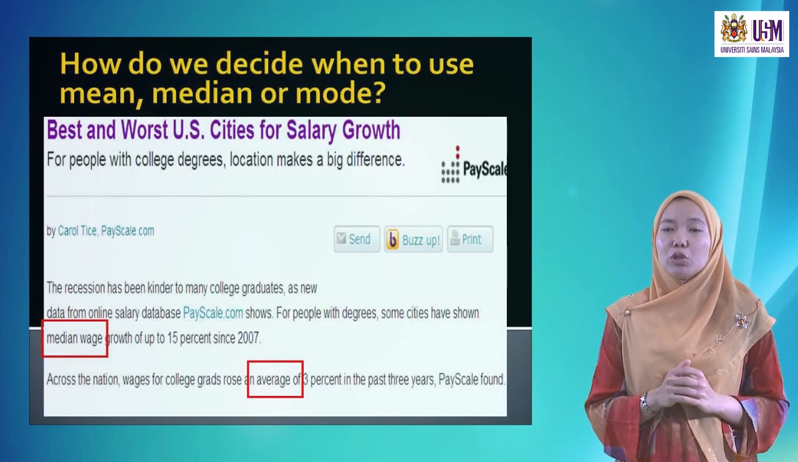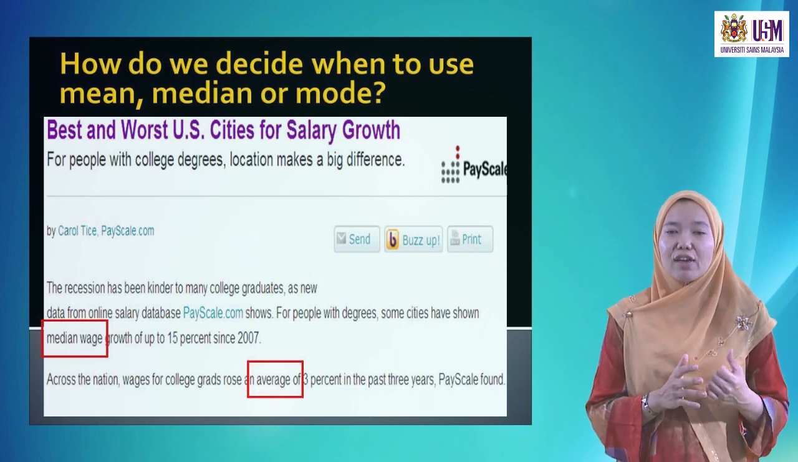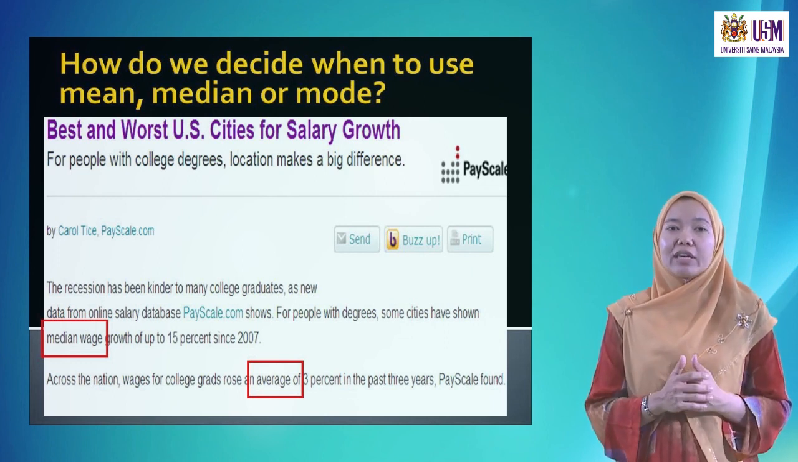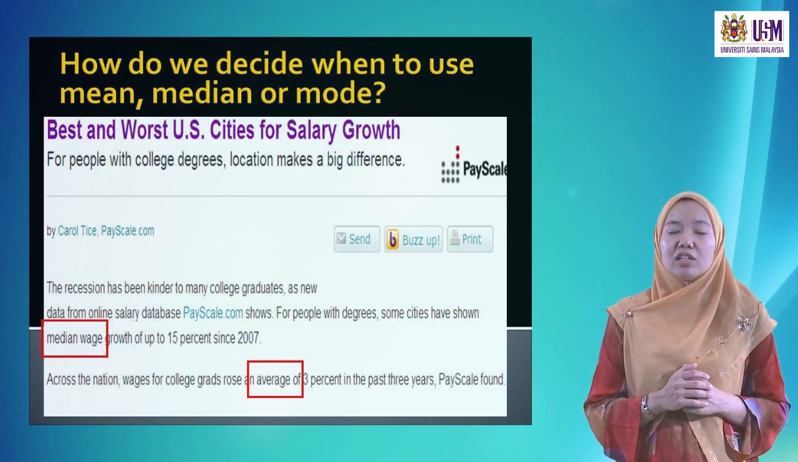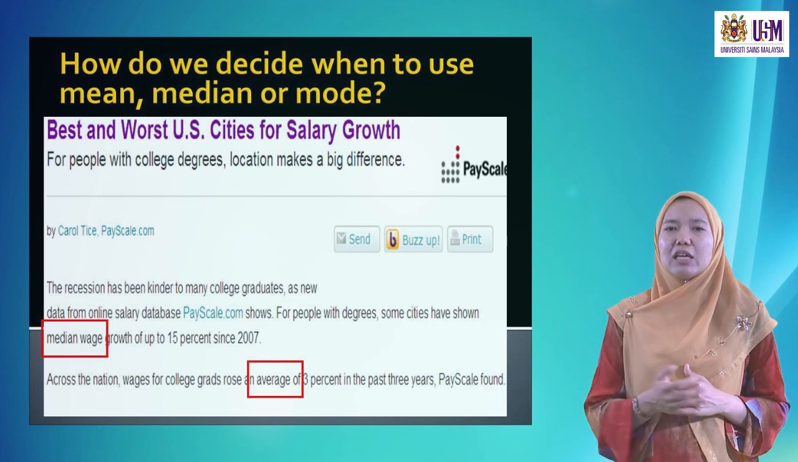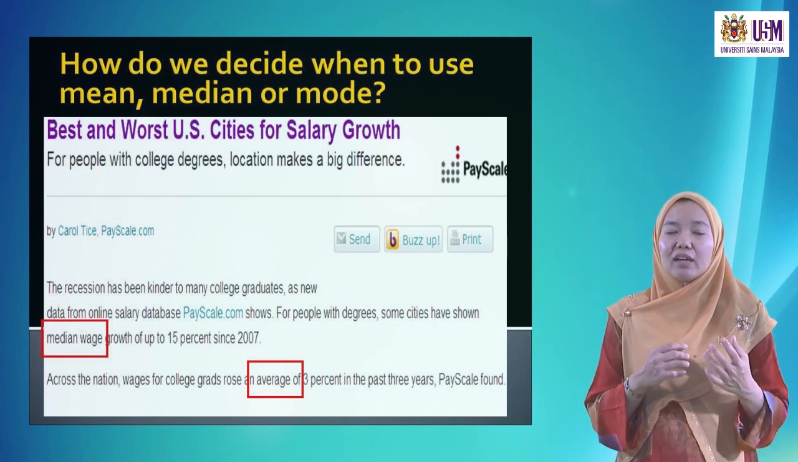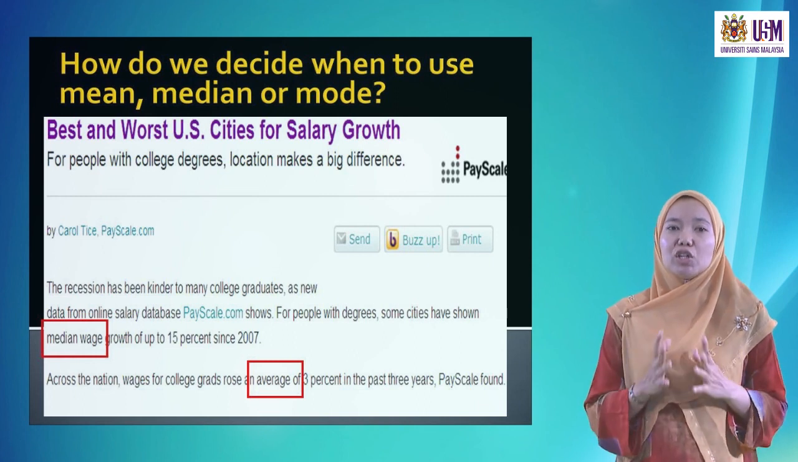Just one thing for you to ponder, okay? Don't just take what I said at face value. You have to think on your own. You have to come up with your own examples. For example, how do we decide when to use mean, when to use median, or when to use mode? Same thing, when do we need standard deviation? When do we need interquartile range? You have to know that by trial and error, by working with a lot of examples, then you know which one is the best measure to use.